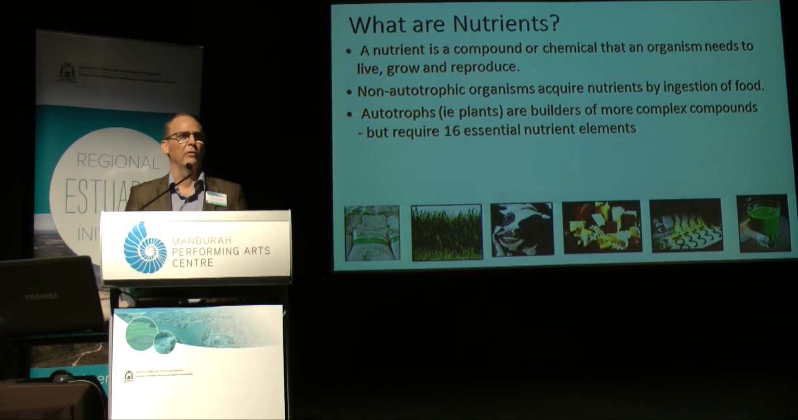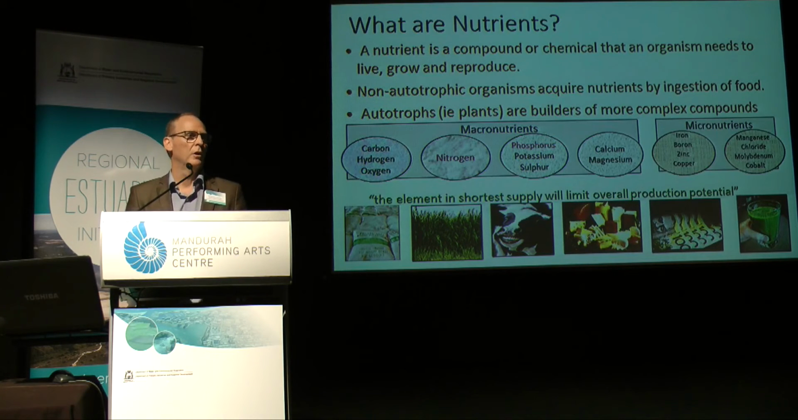And if you're a non-autotroph like ourselves, then we acquire nutrients through the ingestion of food, of course. But if you're an autotroph, like a plant or a microbe, then you use very simple elements or compounds and then build more complex ones. And the 16 essential elements for plants, of course, are well known and listed here.